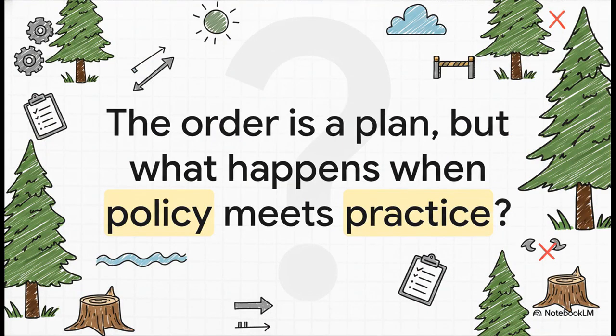And that really leaves us with one final thought. The text of the order, it's black and white. It's a clear plan. But the real story, that's going to unfold out there, on the ground. So the big question we're left with is this: what happens when this policy blueprint actually meets the day-to-day reality of America's forests?